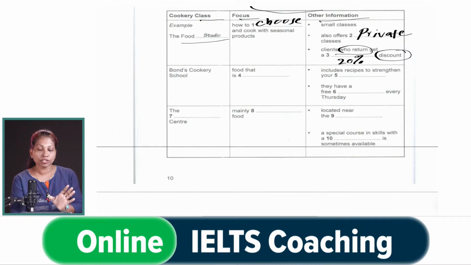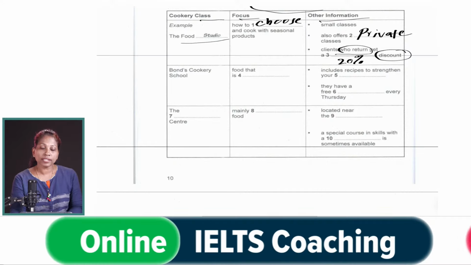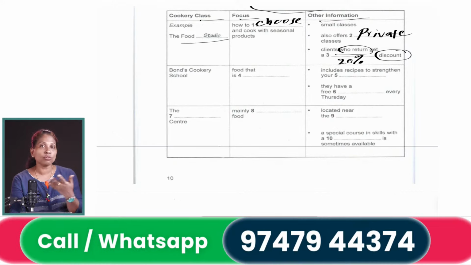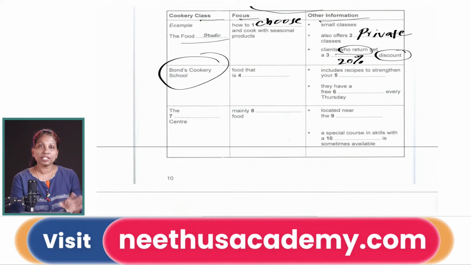Which is for the first box. Okay, so next comes the second one. The first cookery class is over, that is the food studio classes, that is done. Second one is Bond's Cookery School, that is already given. So we have to find out the focus of those classes, and then take two pieces of information about those classes, right? The keyword is Bond's Cookery School. So you have to look for that word and get the information when you listen to the audio.